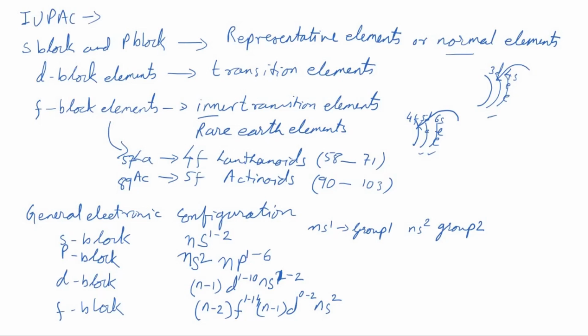And then F was inside one, N minus 2 F1 to 14, N minus 1 D0 to 2, and NS2. So you can see D is one step inside, F is two steps inside. Clear? So this we had done.